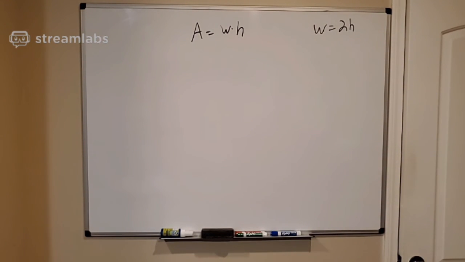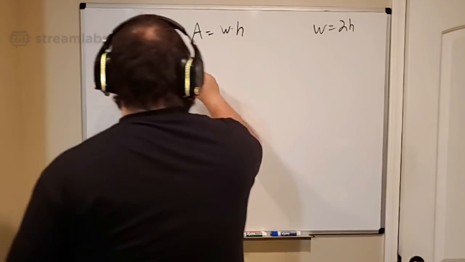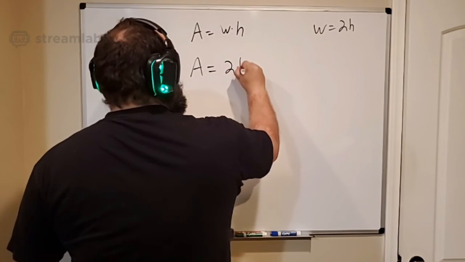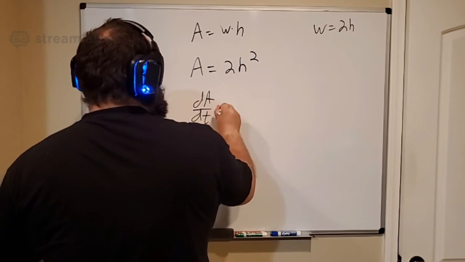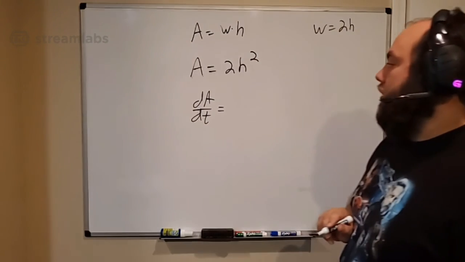So let's see. If you look at all their answers, they have H's in them. So basically we need to get rid of the W. So I'm going to substitute in directly what they gave me. So we know that area is equal to 2H squared. Take your derivative with respect to time. On the left, it's pretty easy. You get dA dt. What is the derivative on the right of H with respect to time?